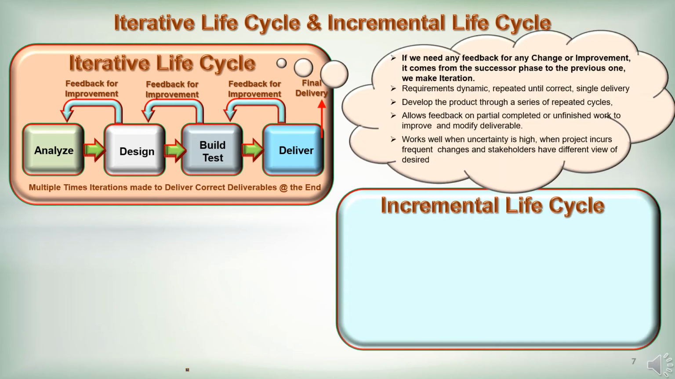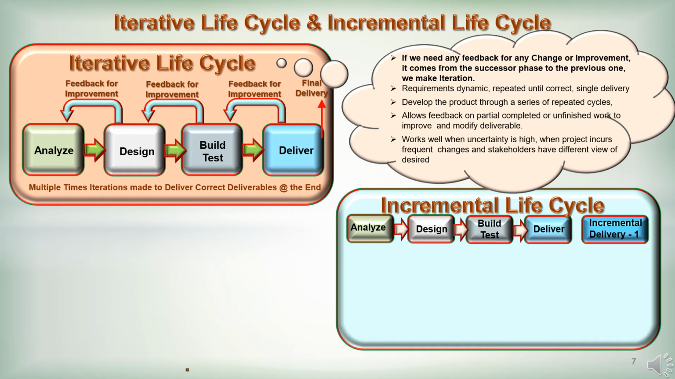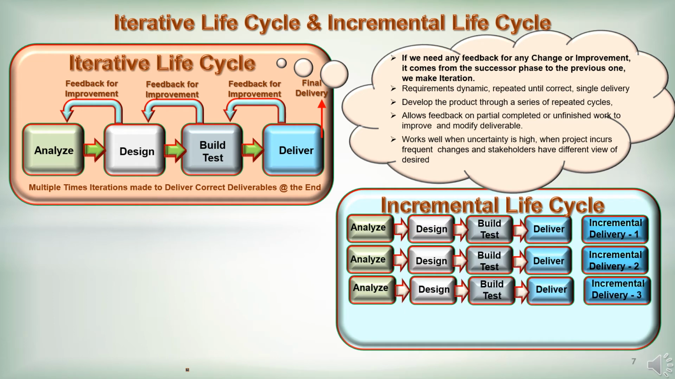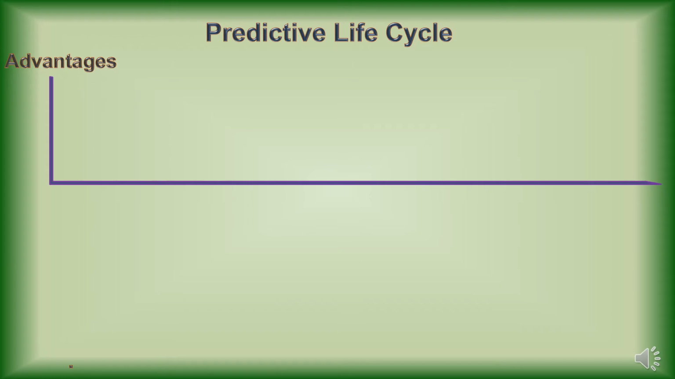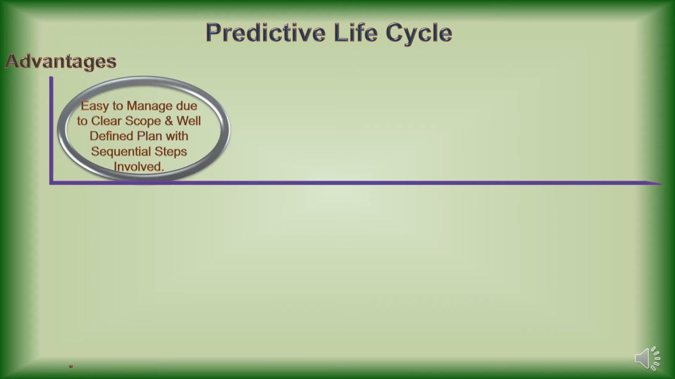Incremental life cycle. Frequent small deliveries. Provide finished deliverables which the customer can use immediately. Predictive life cycle. Please read and go through the advantages and disadvantages of predictive life cycle.